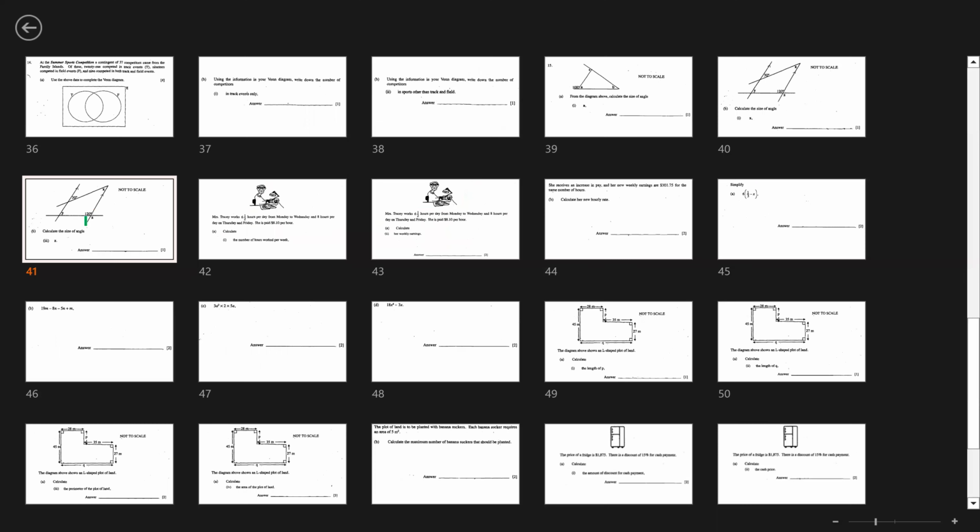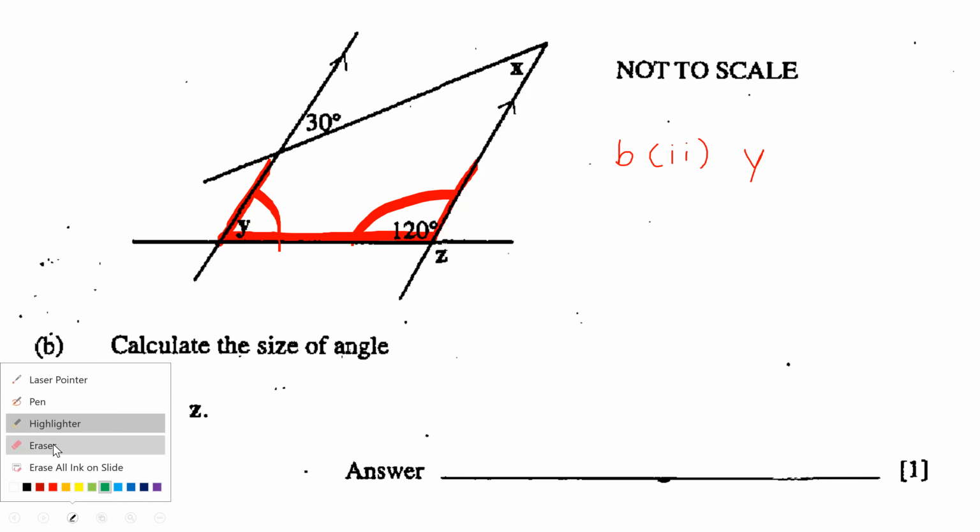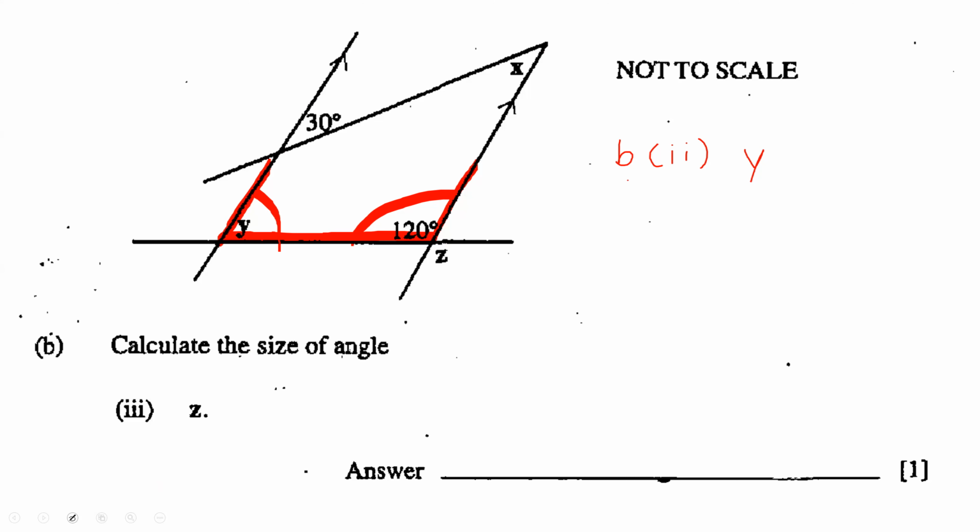So if we have Y and we have 120, in order to figure out Y, we have to subtract 120 from 180. Y is equal to 180 degrees minus 120. The reason we use 120 is because 120 and Y must add up to 180 degrees. And so Y is equal to 60 degrees.